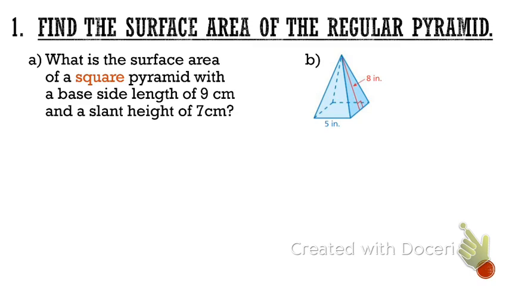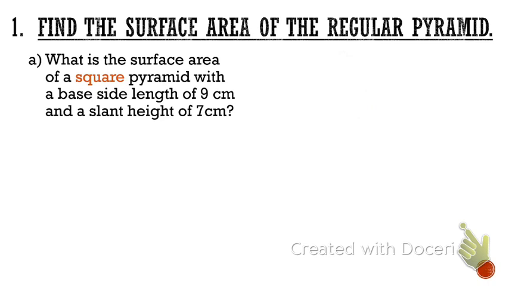Number 1 is asking us to find the surface area of the regular pyramid. So you can see here I have problem A and I have problem B. Just to avoid confusion, I'm going to take away problem B for right now so that you cannot see it. Problem B has absolutely nothing to do with problem A. So in your notes, don't think that that picture has anything to do with problem A, because it does not.